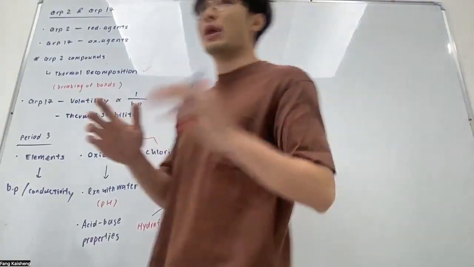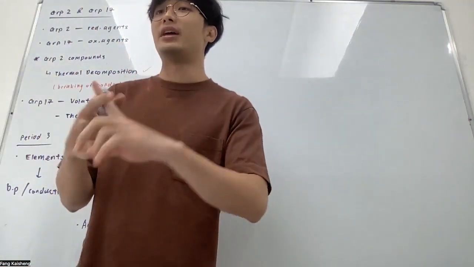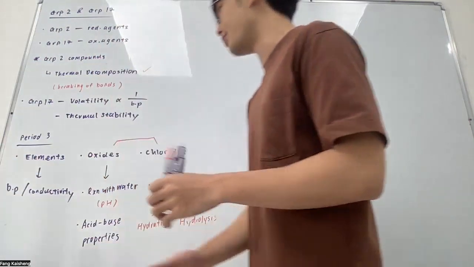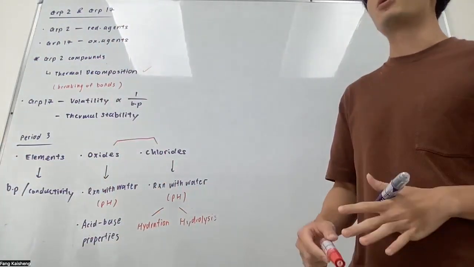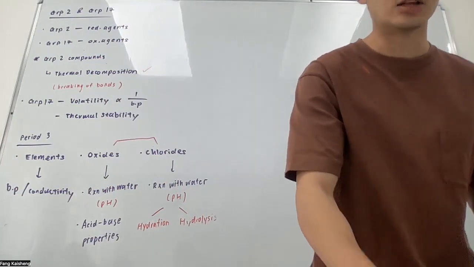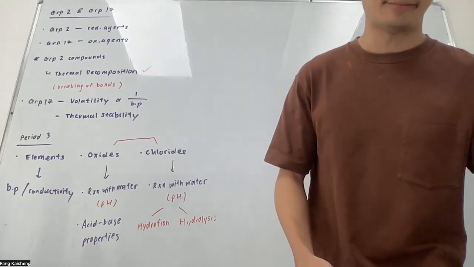Now we are pretty much done with all the possible question types for group 2 and group 17. Now let's take a look at period 3. Period 3 is a lot more straightforward, I can tell you guys right now, because there's really not much application question. So today I'm going to try only one kind of question that is a little bit on the harder side. So I need you all to take a look at page 8.